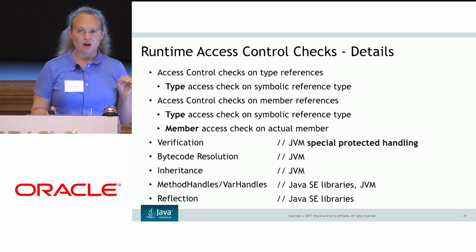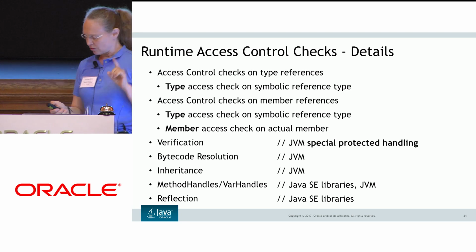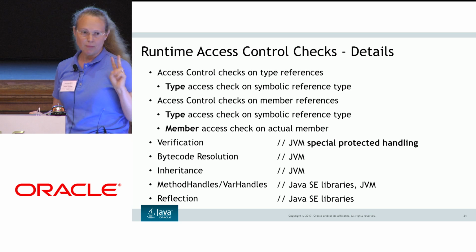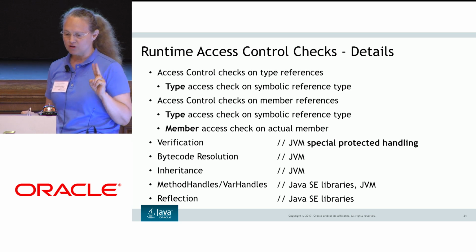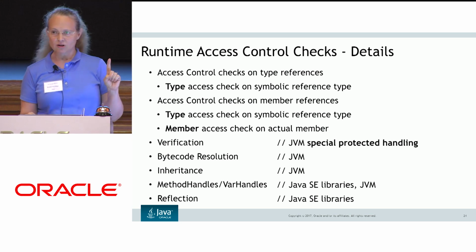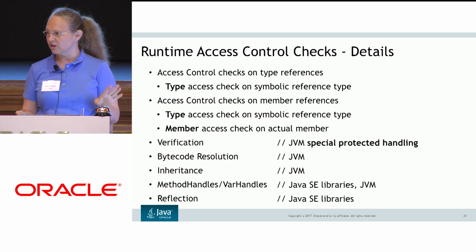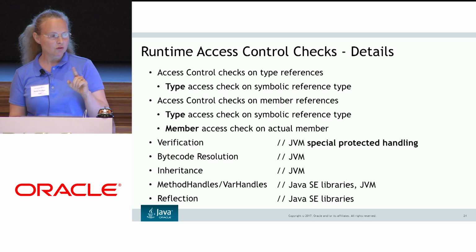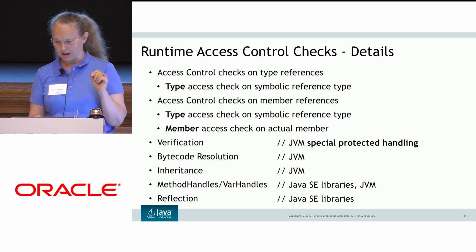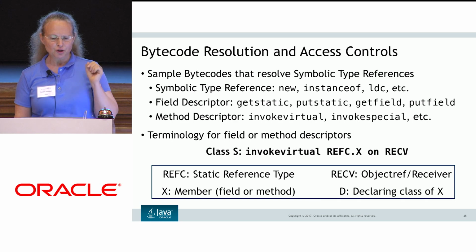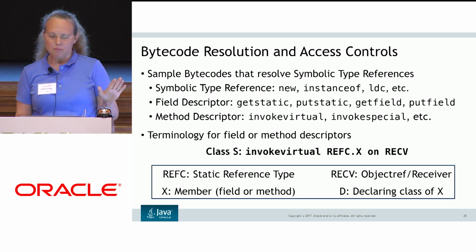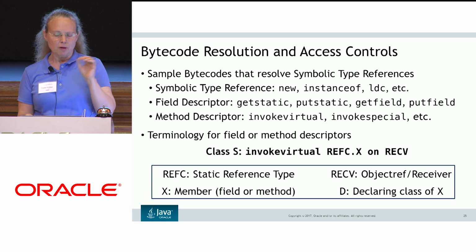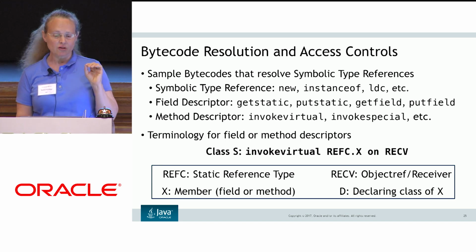So where do we do the checks? I mentioned that we do type checking and member checking, and that for member checking, you always have to do a type check first. We do this in verification, and that's only the special protected handling, so I don't have to go into detail. I will now discuss bytecode resolution, which is the one most people care about, and then the APIs. Bytecode resolution. So here's some sample bytecodes, not complete, that resolve a symbolic type reference in the constant pool.